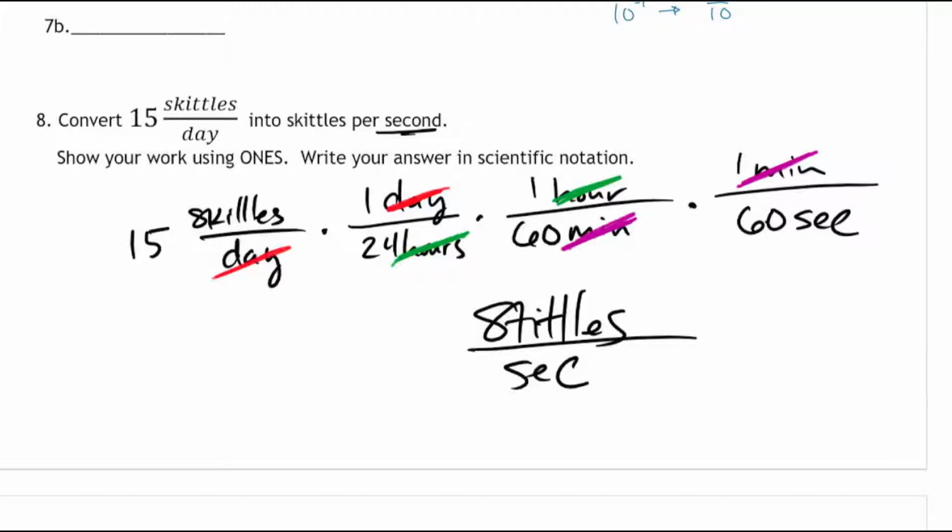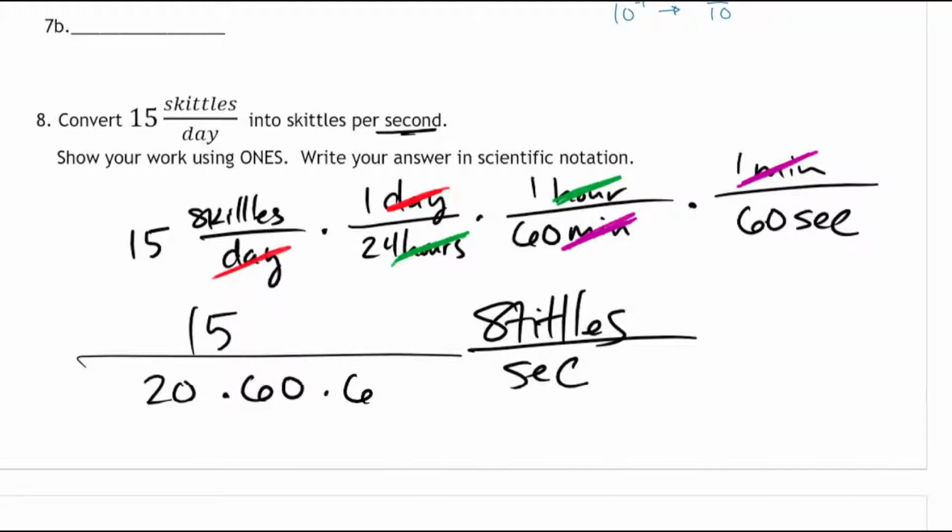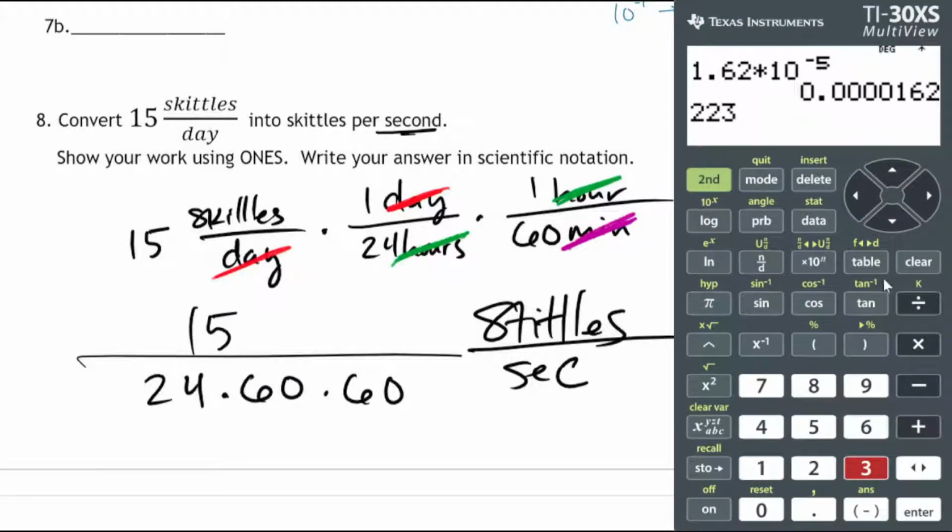Well, it's a small number. In the numerator, there's a 15. And in the denominator, there's a 20 times 60 times 60. Not 20, 24. 24 times 60 times 60. So I can evaluate that. Let's grab my friendly calculator. There it is. Let me hit clear.